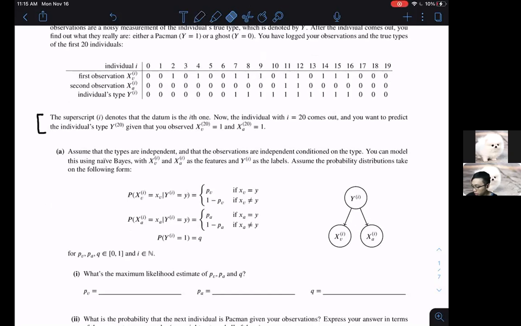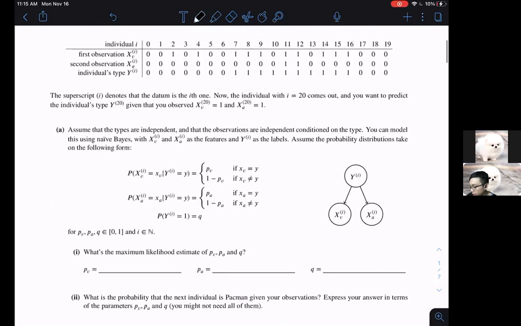Since we're assuming that the types are independent and that the observations are independent conditioned on the type, we can model this using naive Bayes. Naive Bayes is a way to model classification problems, making the large assumption that all the features are independent given the class label. That is why it's called naive, because it's not necessarily true, but it greatly simplifies the way that we do calculations.